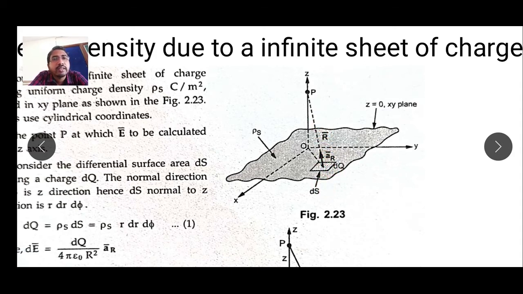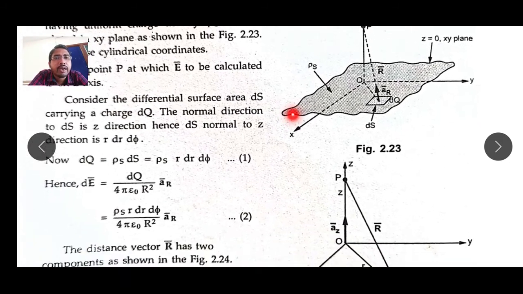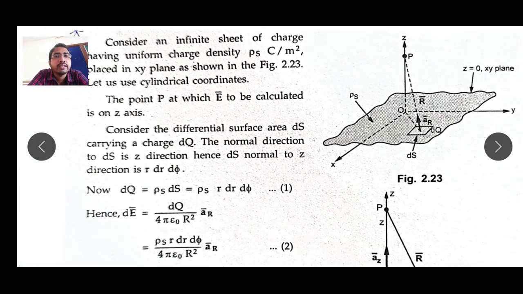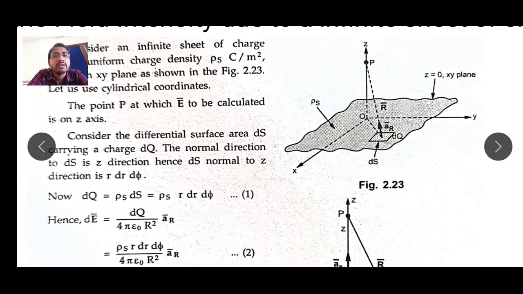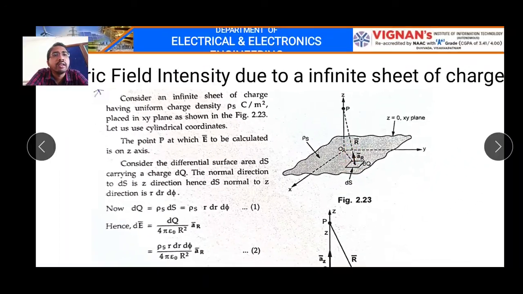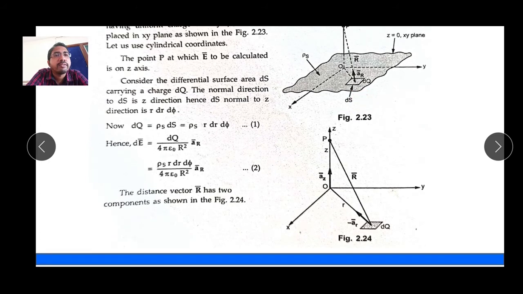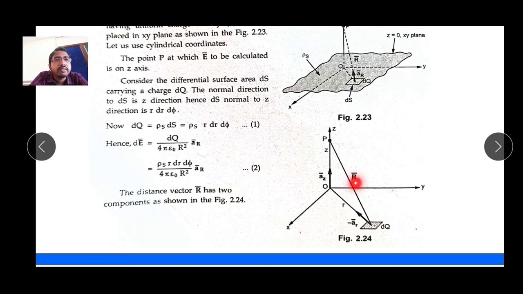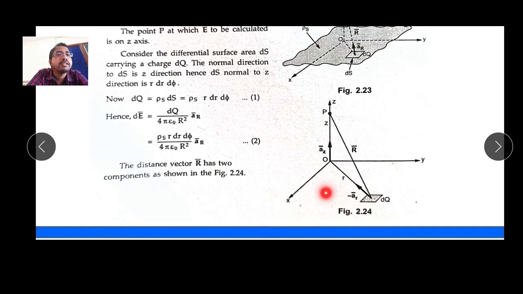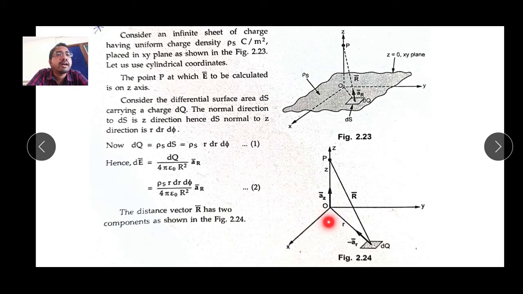Okay, so this is the differential surface. So how to decide this r bar? We will see that. And anyway, this is the sheet charge. Sheet charge means surface charge, not line charge. So dq is rho s into ds, where ds in cylindrical coordinate system is r dr d phi. Imagine that a cylinder is placed along this small differential surface. So a cylinder will come like this. So what is this r bar? R bar is z az bar minus r into ar bar. R bar is the resultant of this part and this part, z az bar and minus r into ar bar.